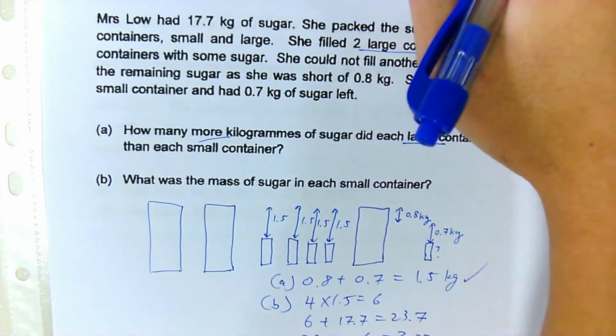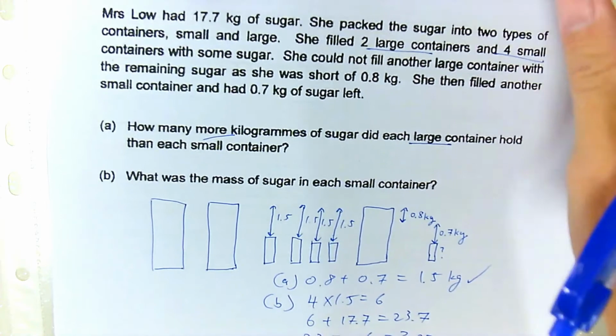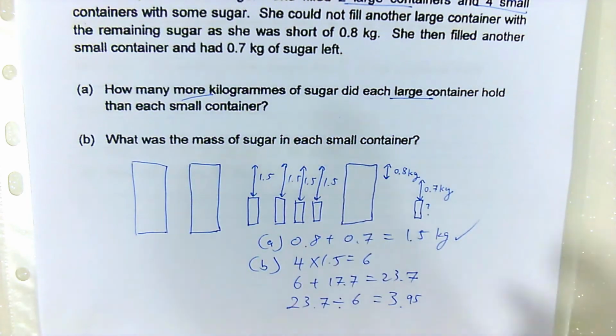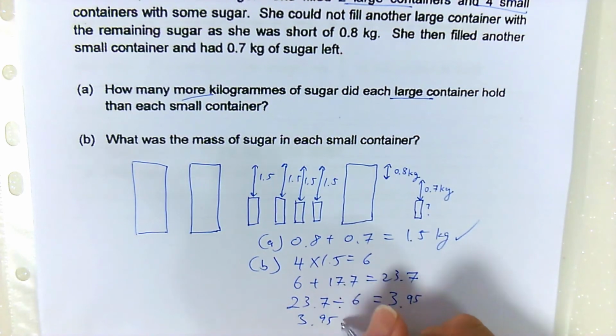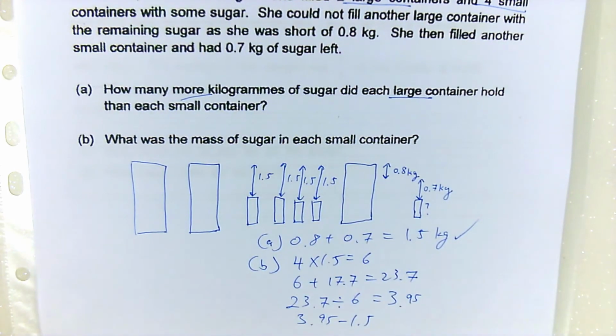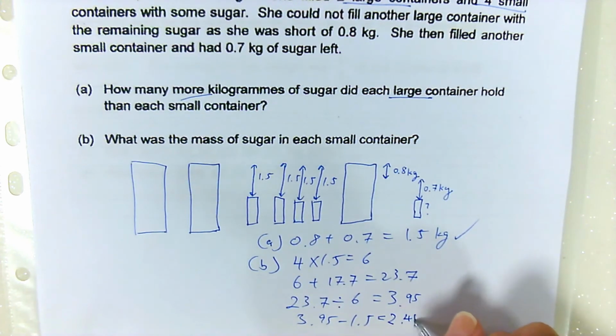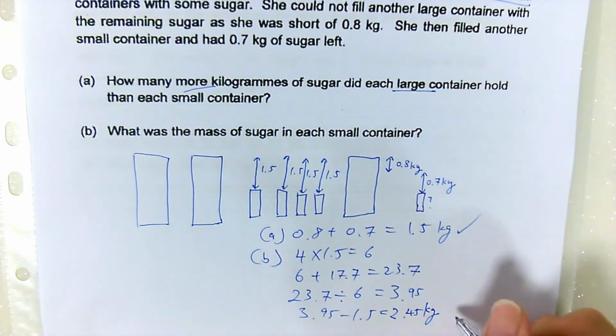Oh, sorry, y'all can't see, right? Sorry. Okay, not too late for y'all to see that. Okay, so each large container can contain 3.95 kg. So small container, how? You take 3.95 minus 1.5. Okay, so 3.95 minus 1.5, that will give me 2.45 kg. So each small container can contain 2.45 kg. That will be our answer for part B.